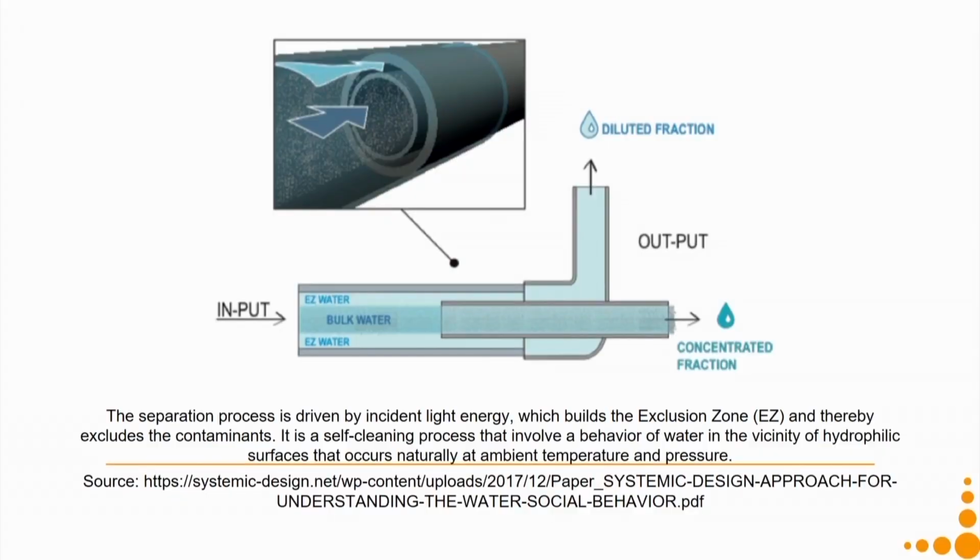So, they came up with two different ways of water purification. The first one they called the exclusion zone, in which the separation process is driven by incident light energy, which builds the exclusion zone and thereby excludes the contaminants. It is a self cleaning process that involves a behavior of water in the vicinity of hydrophilic surfaces. A hydrophilic surface is a surface which loves water, and this occurs naturally at ambient temperatures and pressure.